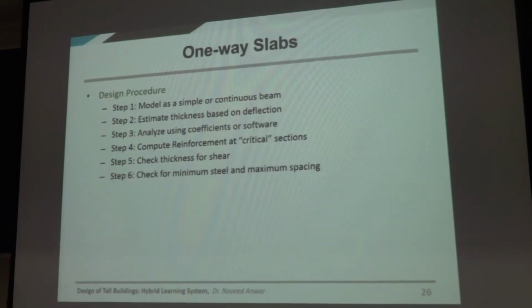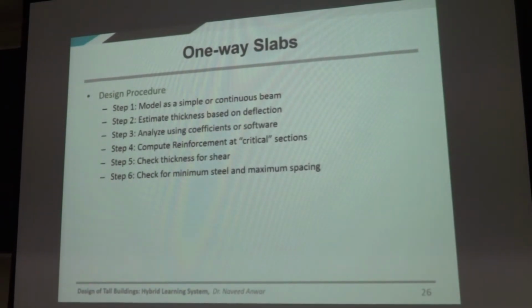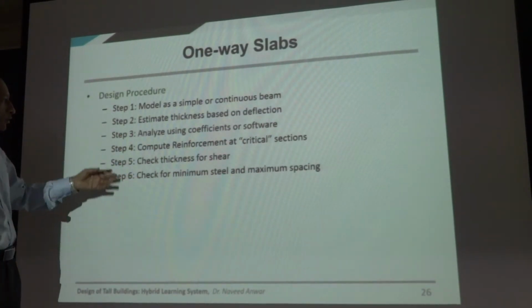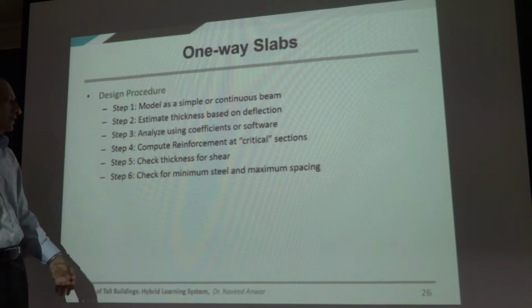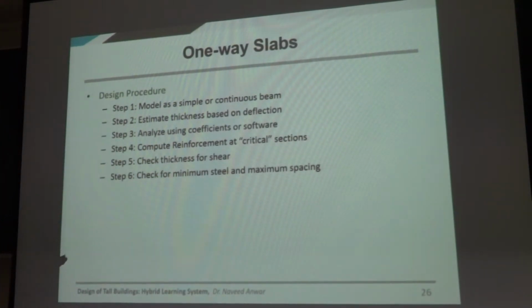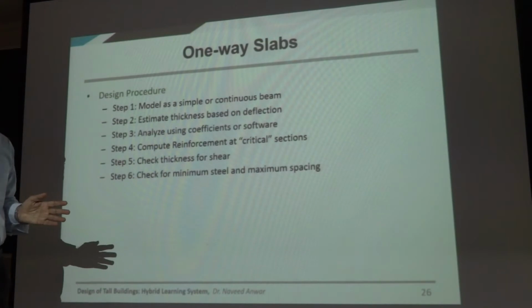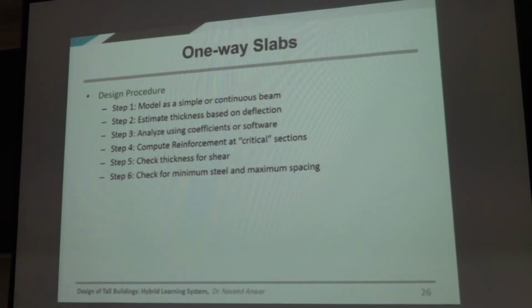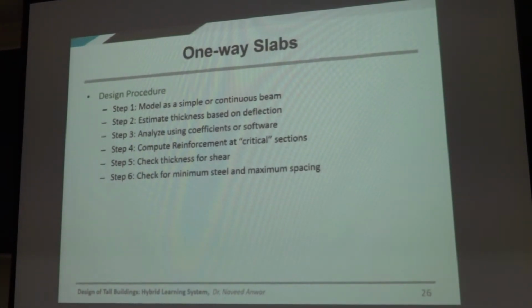And basically step 1, simple continuous beam, estimate thickness based on deflection, analyze using coefficients or software, compute reinforcement at critical sections, check thickness for shear. So these are the steps. I don't want to repeat them. You must read them. Very simple step to design one-way slabs, right? By hand or by computer.